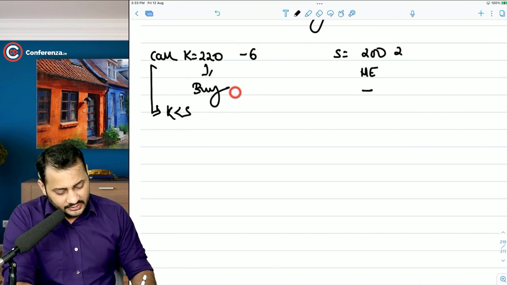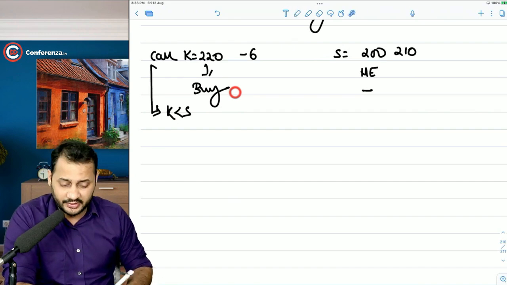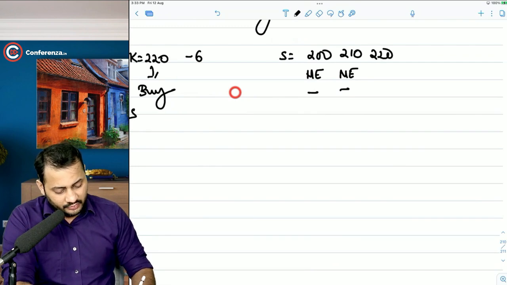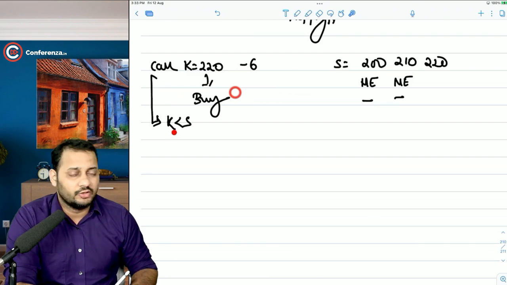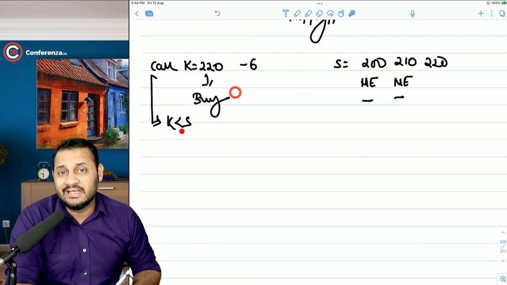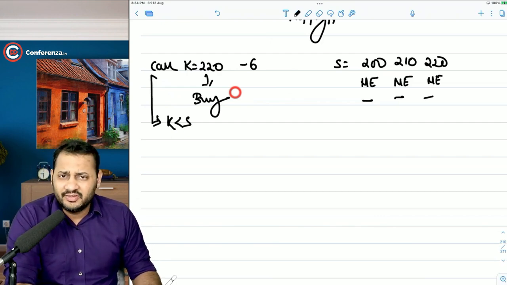Okay, let's take the price as 210. The option will still not be exercised because this condition is not met. So not exercised, 0. At 220 also the option will not be exercised, because the strike price should be lesser than the spot price, not even equal. So not exercised. There's no benefit in exercising.